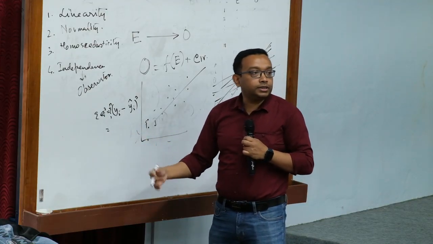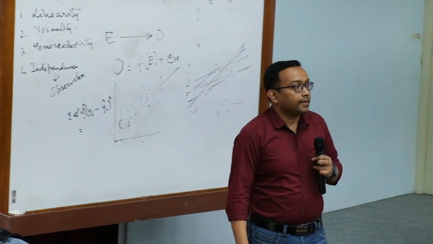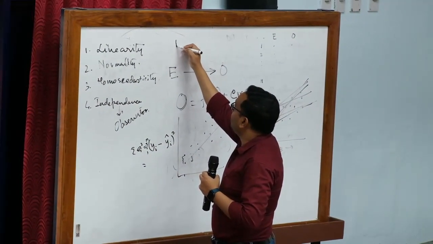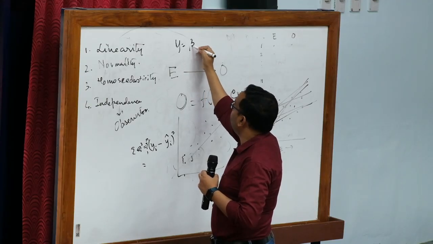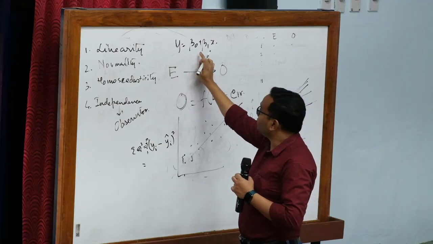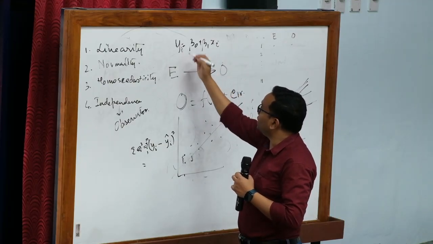So how do you minimize a function? Let's say y was some beta naught plus beta 1 x, right? So this is xi, yi.